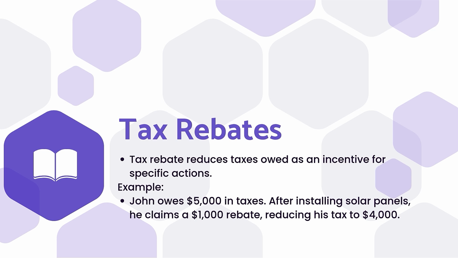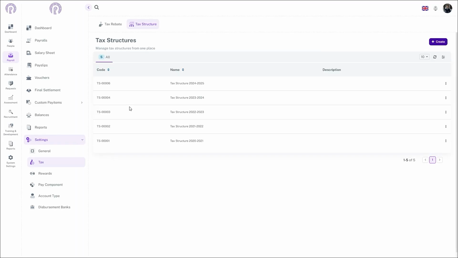For example, John earns $50,000 annually and owes $5,000 in taxes. The government offers a $1,000 tax rebate for installing solar panels. John spends $10,000 to install them and claims the rebate. His tax reduces from $5,000 to $4,000 for the current year. If the rebate exceeds his taxes, the unused portion can reduce taxes in the next fiscal year.